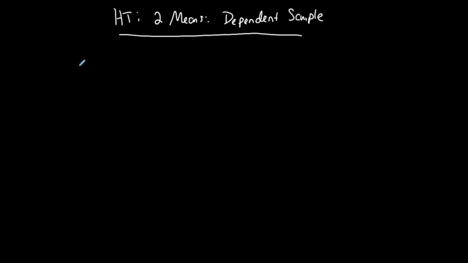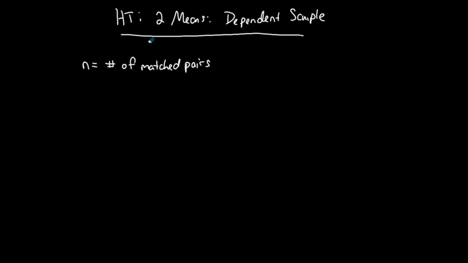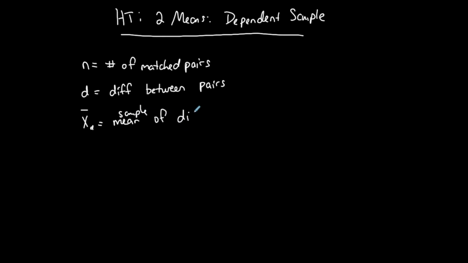Let's start with the sample. N represents the number of matched pairs. So it's not necessarily sample size, it's the number of pairs now. I should say what d is first. D, lowercase d, represents the differences between the pairs. I'll show you what I mean with an example, but differences means subtraction in mathematics. X bar D is the sample mean of the differences, or the mean of the differences from the sample.